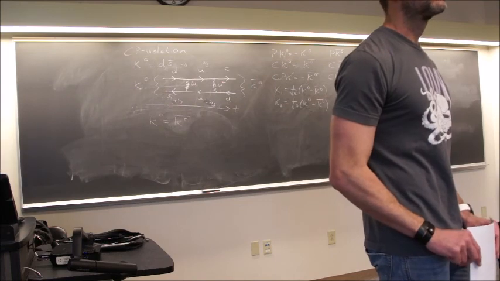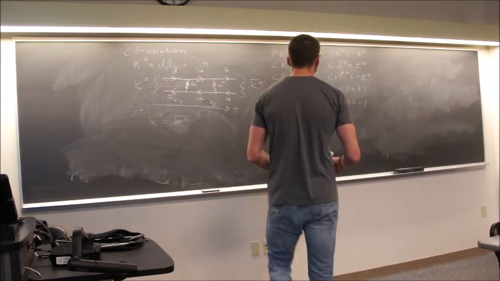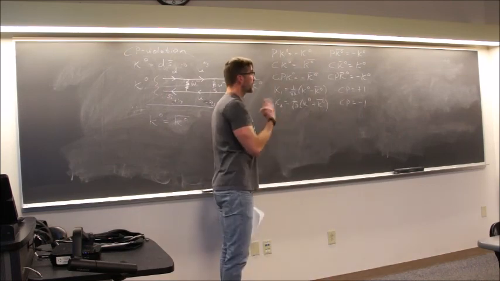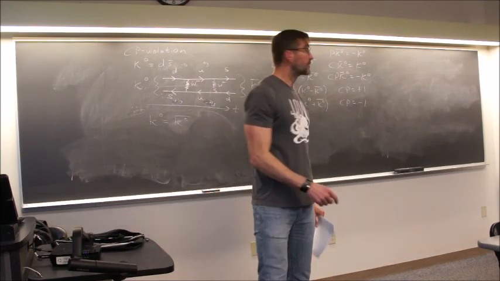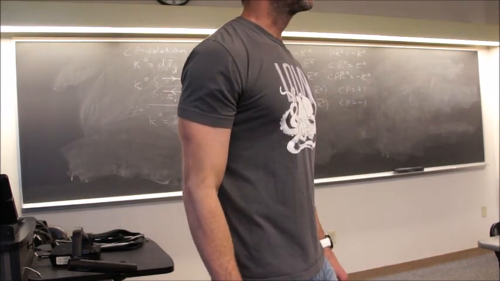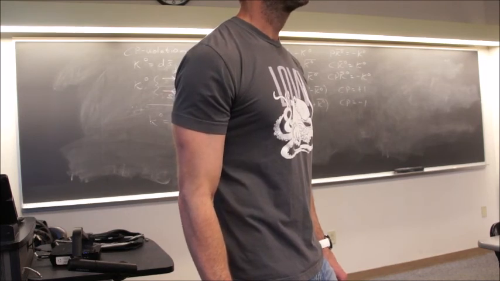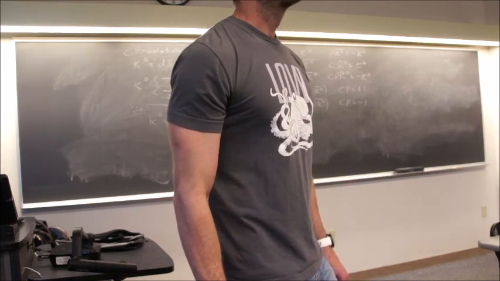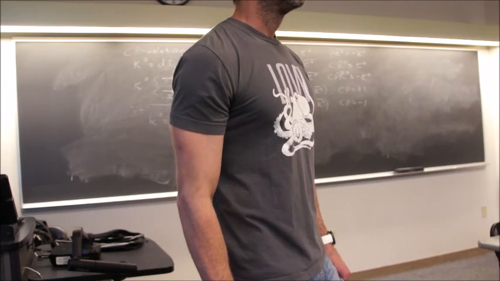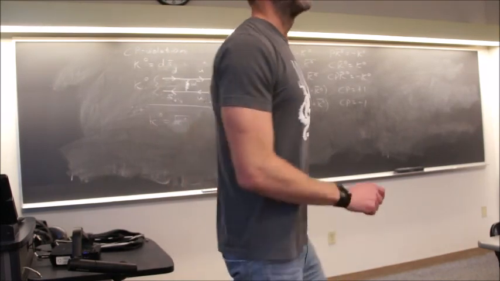Well, so I said that CP on K1 was plus 1 and CP on K2 was minus 1. Does that in any way depend on the orbital and spin angular momentum of the combination of K0 and K0 bar? Yes. The answer is yes.